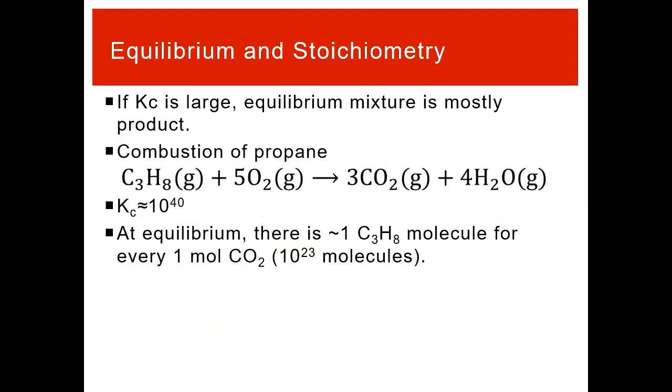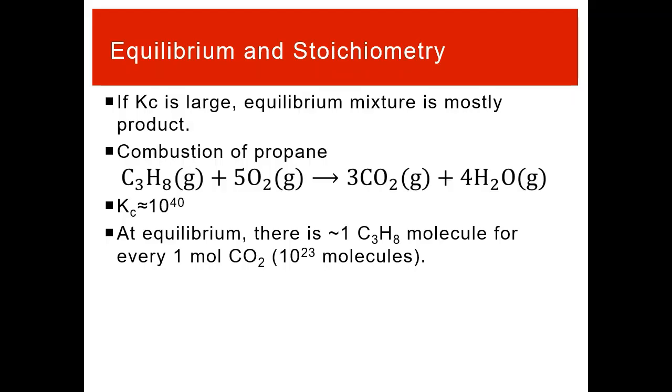So let's look at an example of, first off, when Kc is really large, because that tells us that the equilibrium mixture is mostly product. So for example, combustion of propane. Kc here is 10 to the 40th. Okay, so absolutely massive number.